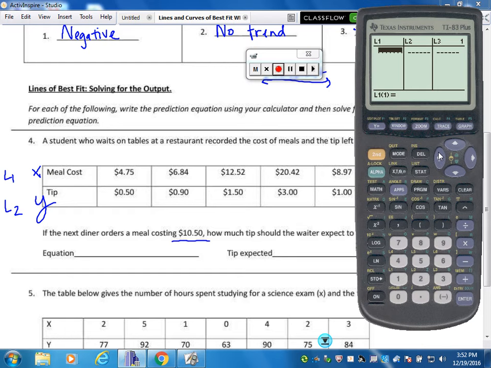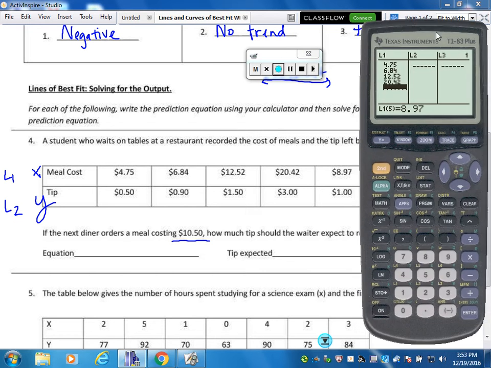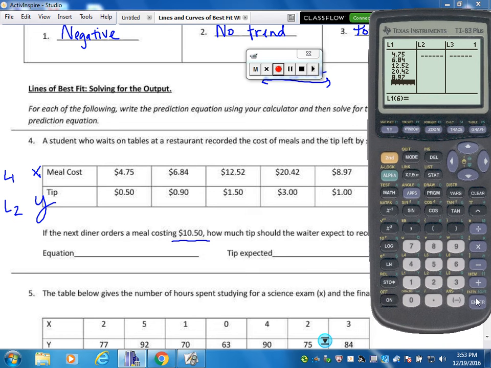So L1 and L2. Now in L1 I'm going to put all of my X values, and then in L2 I'm going to put all of these Y values. I just need to make sure these stay lined up, and so on and so forth. So here I go. 4.75, $6.84. See how I hit enter to go down to the next row? That's the quick way to do it. Again, hit enter to go down to the next row, and then $12.52, and then $20.42, $8.97. Let me make sure I've got that all. Yep, we're all good there. I have 5 things, and I have 5 in my row here, so I'm good to go.